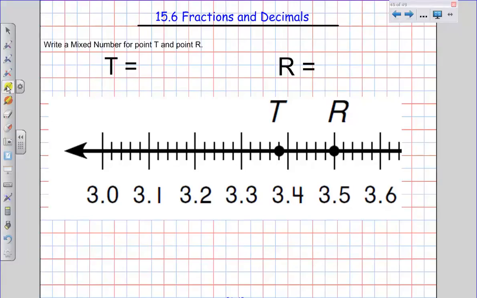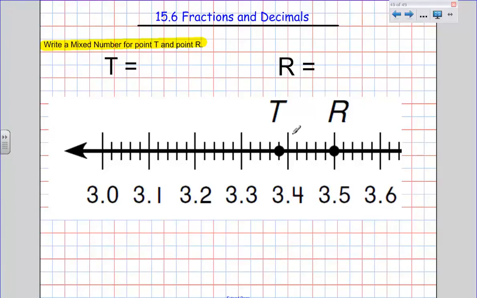So right here my directions are telling me to write a mixed number for point T and point R. So this is just a line plot right here, and I'm looking to see where point T is on my line here. So point T is at this dot. That's the first thing I have to find. Second thing I have to find is how little does each slash mark represent?